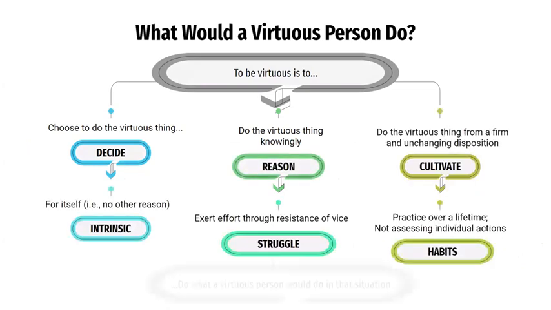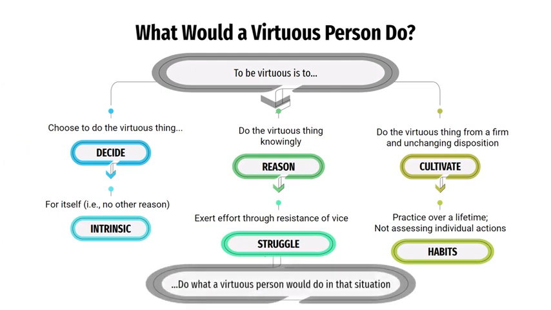So when we decide to do that, we have to do it for itself, not for any other reason. So in that sense, it's intrinsic. We don't decide to do it because it helps us. That's egoism, and Aristotle is not advocating egoism. But we do need to use reason, and we need to exert effort for resistance of the vice, right? And that's going to require struggle.